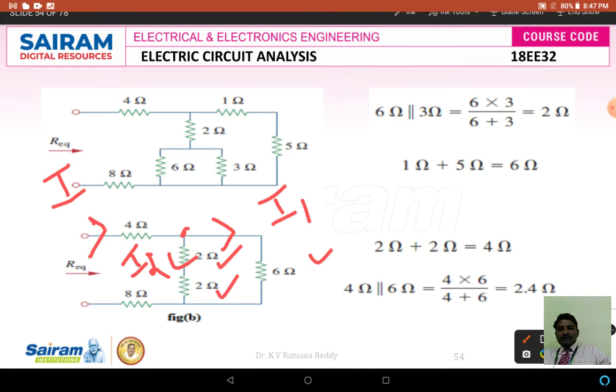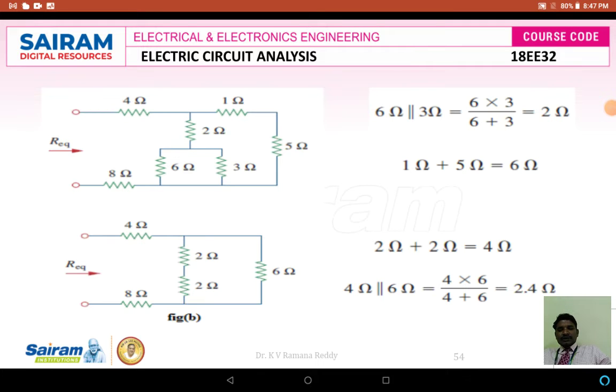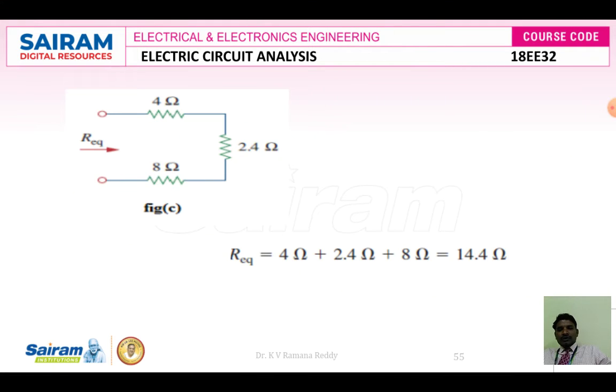Now what is the relation between these two 2 ohms? The current is the same, therefore these two are connected in series. If these two are connected in series, then the equivalent resistance 2 ohm plus 2 ohm is equal to 4 ohm. Now I want to replace these two 2 ohm resistors with one 4 ohm resistor, that is its equivalent resistance value. So now I replace those two 2 ohm resistors with one 4 ohm resistor.